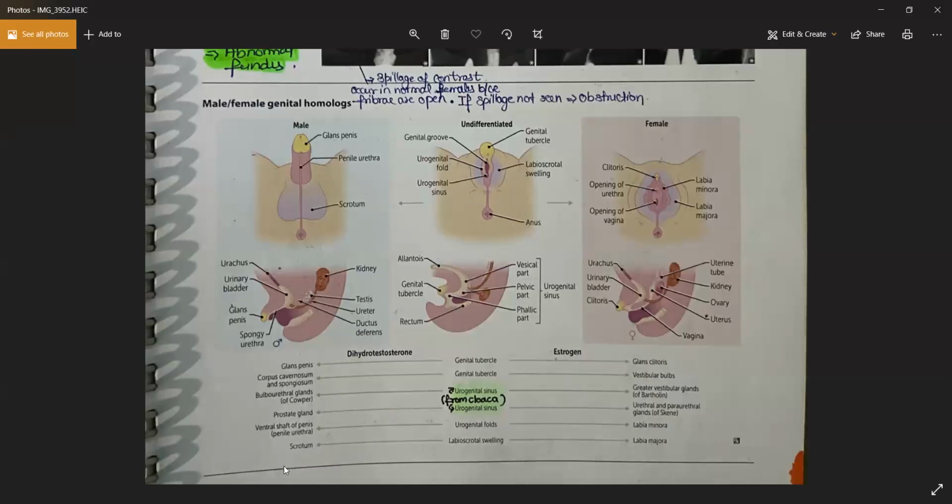So as you can see, all of these structures are analogs of each other. Step one can ask you what is the female analog of the glans penis. You will always answer the clitoris. Corpora cavernosum and spongiosum have the bulbs. For the bulbourethral glands, you will have the Bartholin glands. For the prostate, you will have the urethral and paraurethral glands. For the shaft of the penis, labia minora. For the scrotum, labia majora. Remember these four structures: the tubercle, sinus, fold, and swelling.